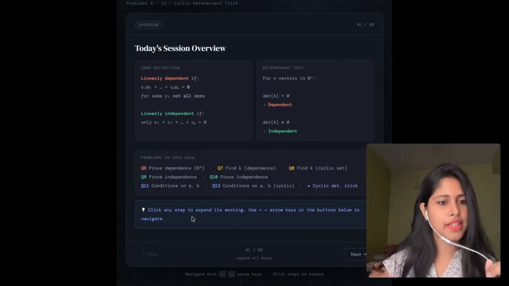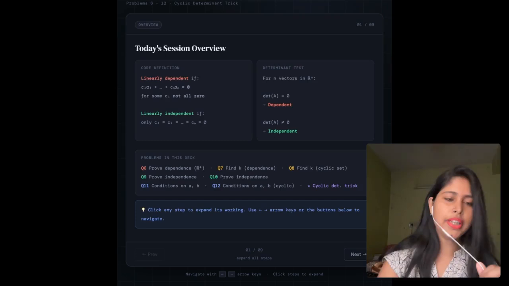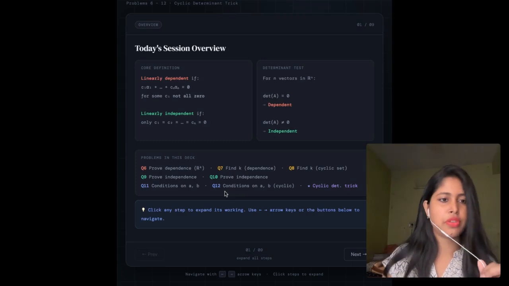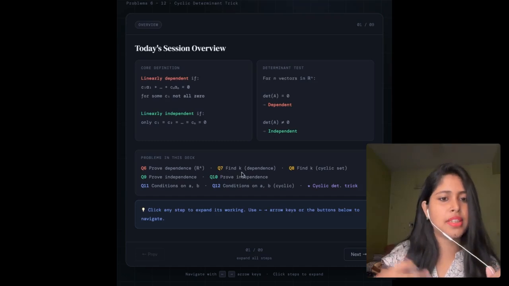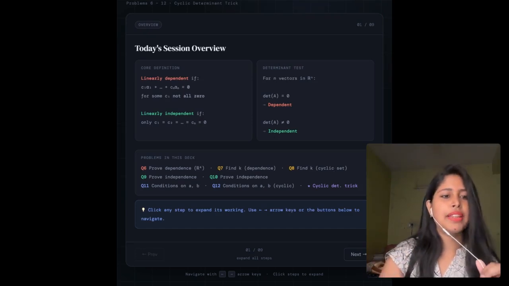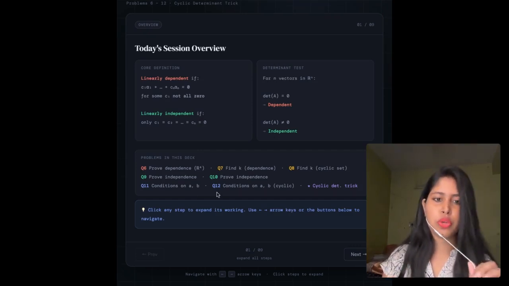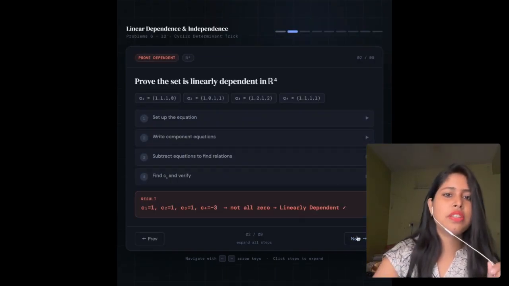All right, now see, here I have also written how to use this interactive slide. You have to click at any step to expand its working, and then use the arrow keys or the buttons below to navigate. Now, first we're gonna do questions 6 to 12. First question is on proving the dependence of R4, then next is find k, given the condition that it is dependent, and next is find k, then we're gonna study what is that cyclic set, and then prove independence, then again prove independence, and then we need to find the conditions on the parameters a and b, and same with question number 12, and then lastly we're going to do the cyclic determinant trick.